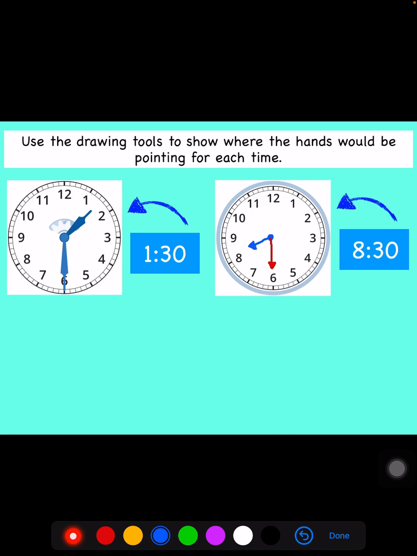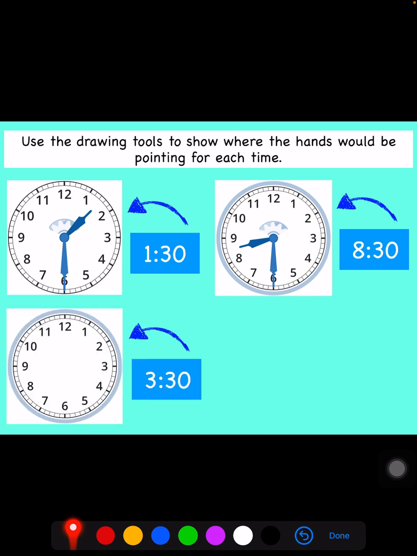Give me a thumbs up if you agree that this clock right here shows 8:30. My hour hand is pointing directly in between 8 and 9, and my minute hand is pointing straight down to 6. Let's check. That's right.